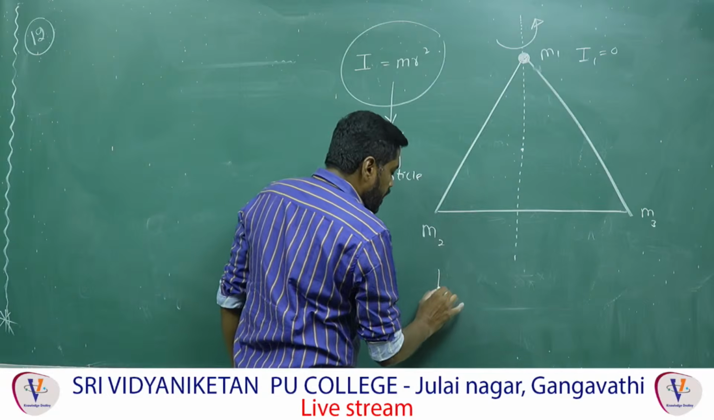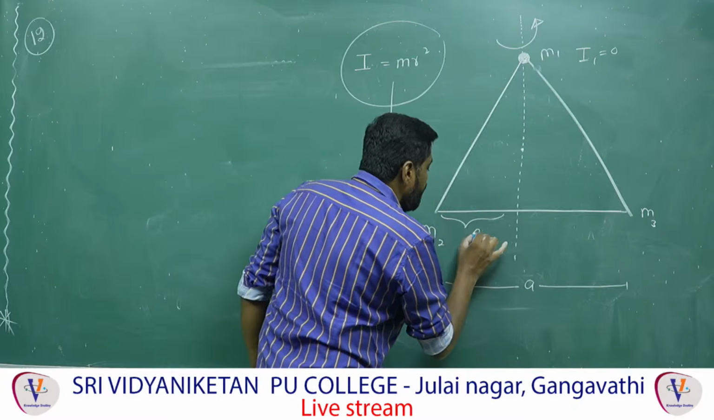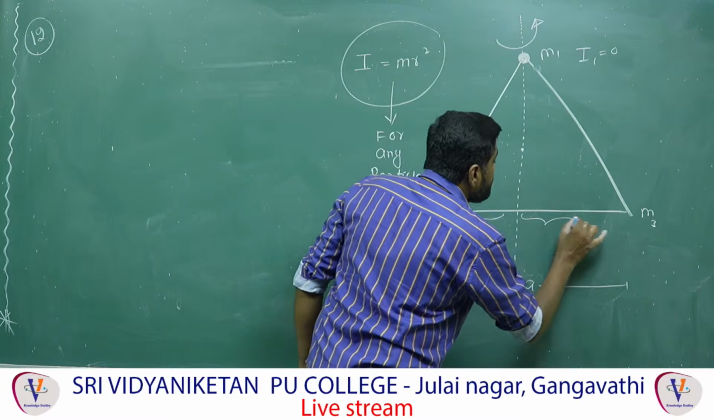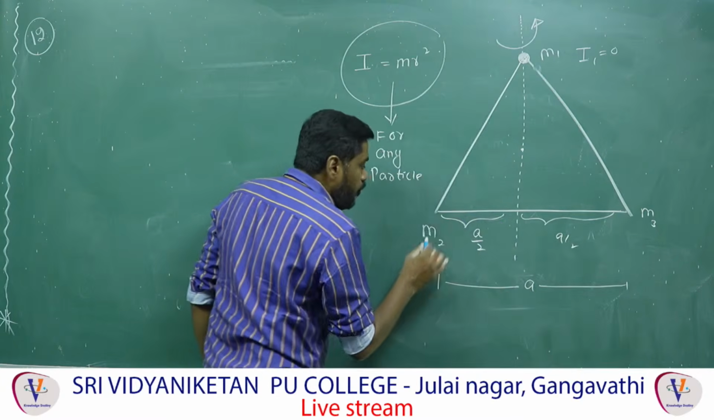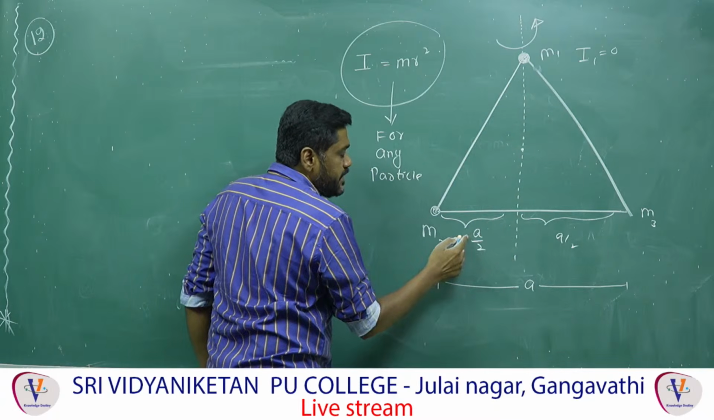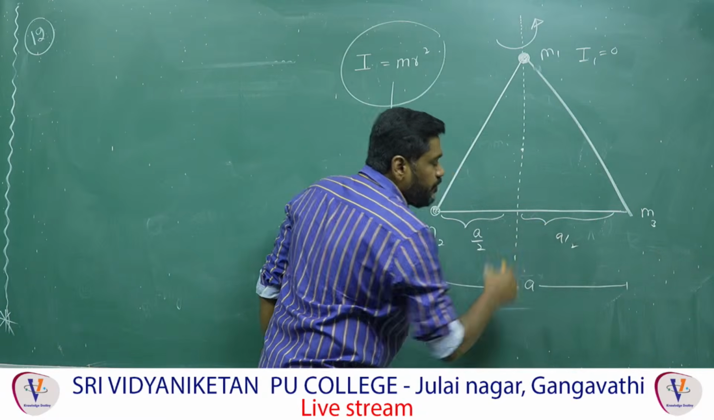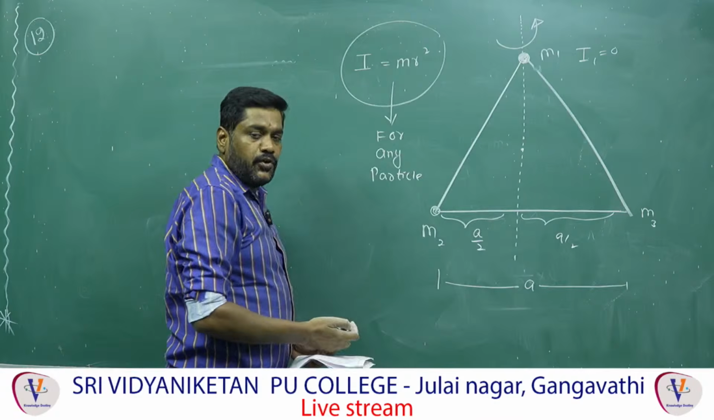Therefore, they have given that the total side length is a. Therefore, this distance becomes a by 2, and this distance also becomes a by 2. Therefore, the second particle is at a distance of a by 2 from the axis of rotation. The third particle M3 also is at a distance of a by 2 from the axis of rotation.